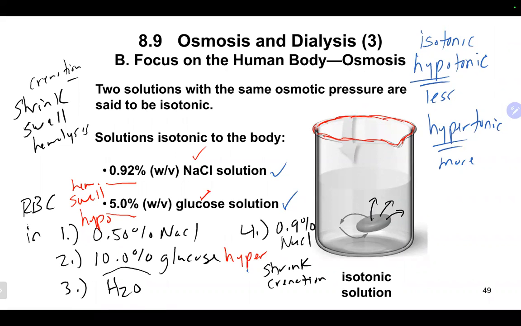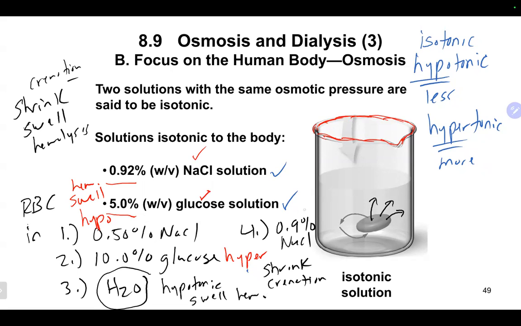How about pure water? It is hypotonic. Pure water is actually hypotonic, because again, it has nothing in there. It has no osmotic pressure, which means it has less pressure than the cell. The same thing happens as with the first one: all of the water is going to rush into the cell, cause it to swell, and go through hemolysis. Any questions on that one?